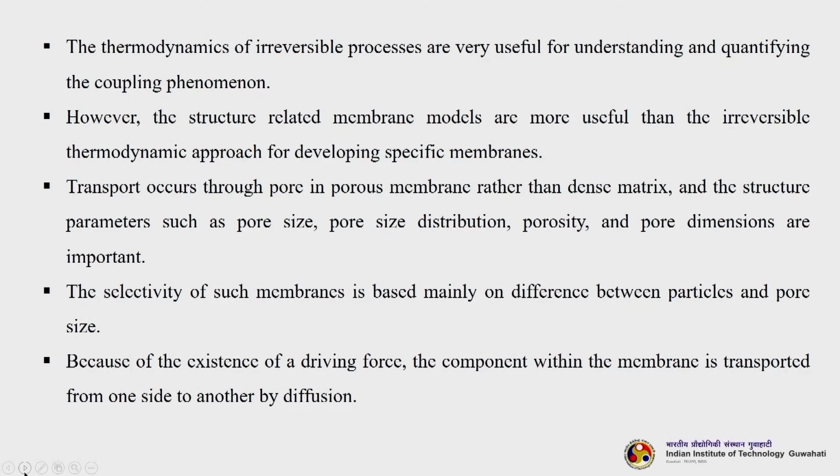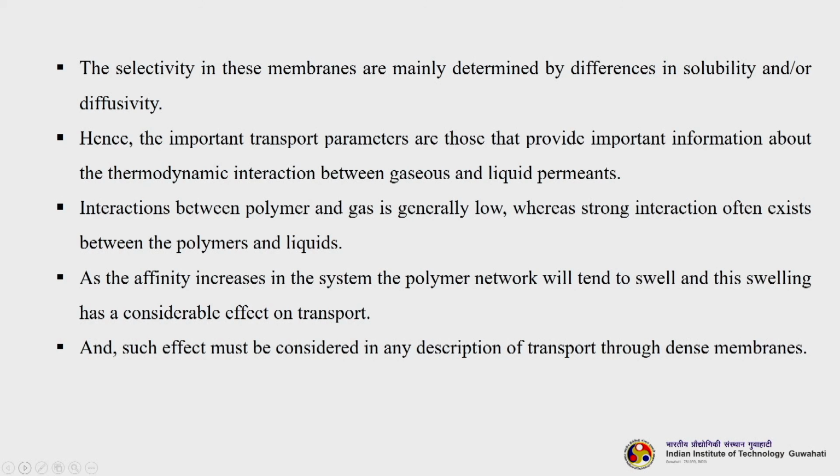In dense membranes, because of the existence of a driving force, the component within the membrane is transported from one side to another by diffusion. The selectivity in these membranes is mainly determined by differences in solubility and diffusivity. Hence, the important transport parameters are those that provide information about the thermodynamic interaction between gaseous and liquid permeants and the polymer. Interaction between polymer and gases is generally low, whereas strong interaction often exists between the polymer and the liquid. As the affinity increases in the system, the polymer network will tend to swell, and this swelling has a considerable effect on transport and must be considered in any description of transport through the dense membrane.